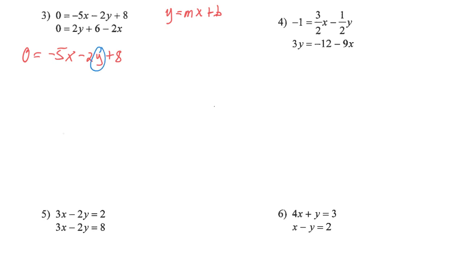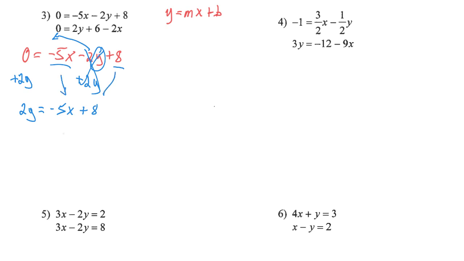I can move the other things. I can move the x and the 8 to the left, or I could simply move the y to the left. In this case, that's probably what I would do, but you could do it either way. So if I add 2y to both sides, that's going to move the y's to the left-hand side. I'll have 2y, 0 plus anything is whatever that thing is. So 0 plus 2y is 2y, equals negative 5x, and then a positive 8 coming down.